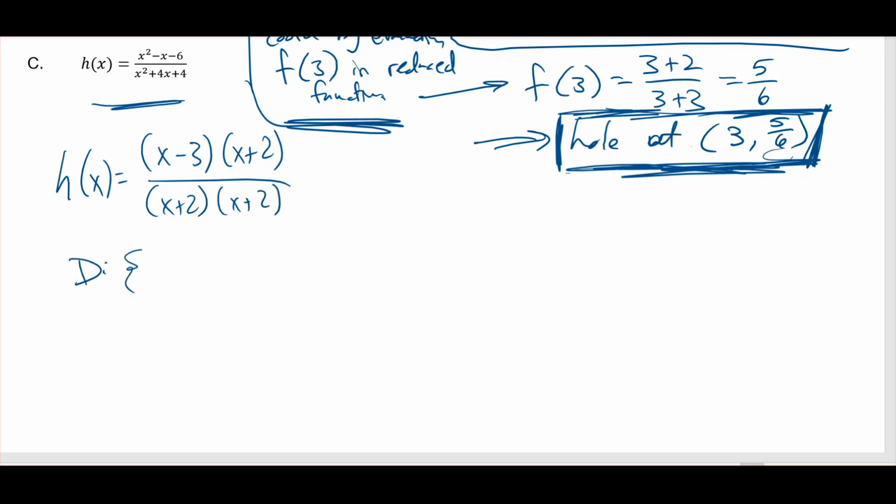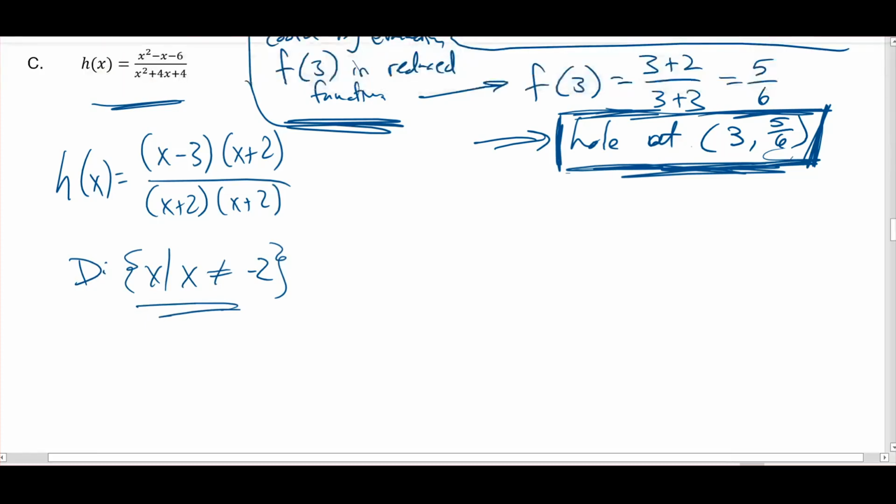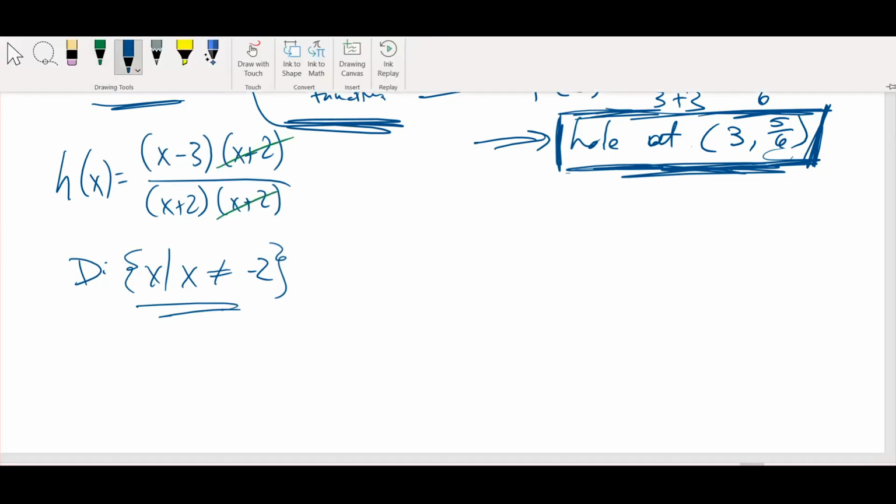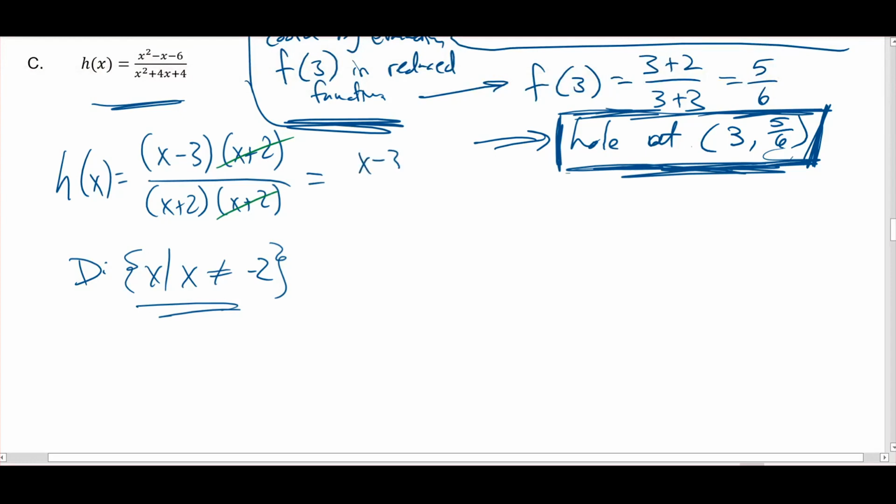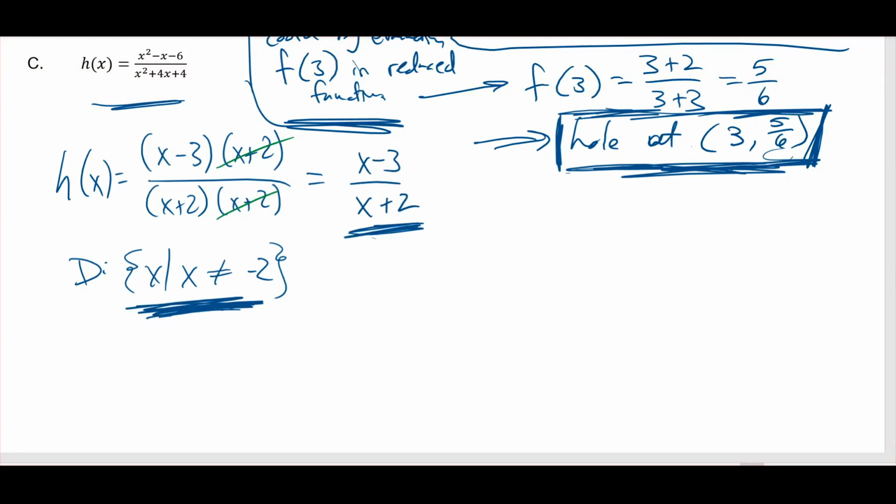So our domain here is the set of all x so that the denominator is not 0. Well, the only thing that's going to make the denominator 0 in this case is -2. All right, so there's where we start. And now we can cancel our common factors because we want to write it as a reduced fraction, right? So this is x minus 3 over x plus 2. Now this domain restriction remains, right? It's true that we canceled it out, but that domain restriction is still there. We still can't have x equal -2.